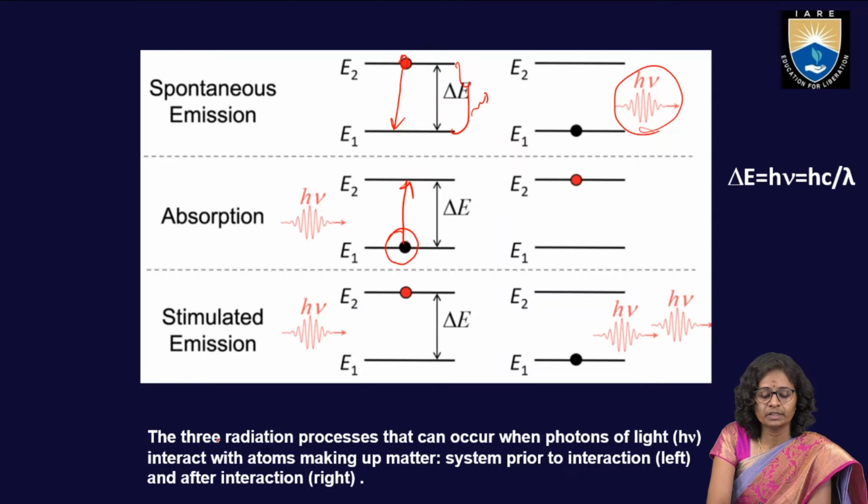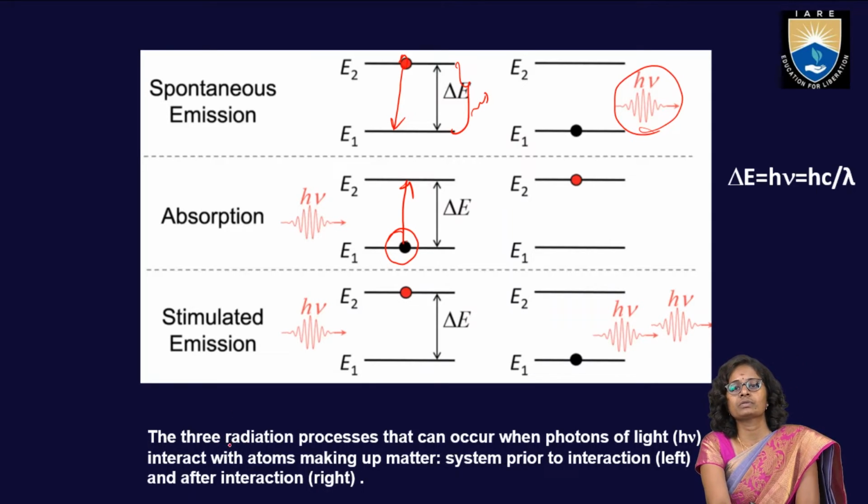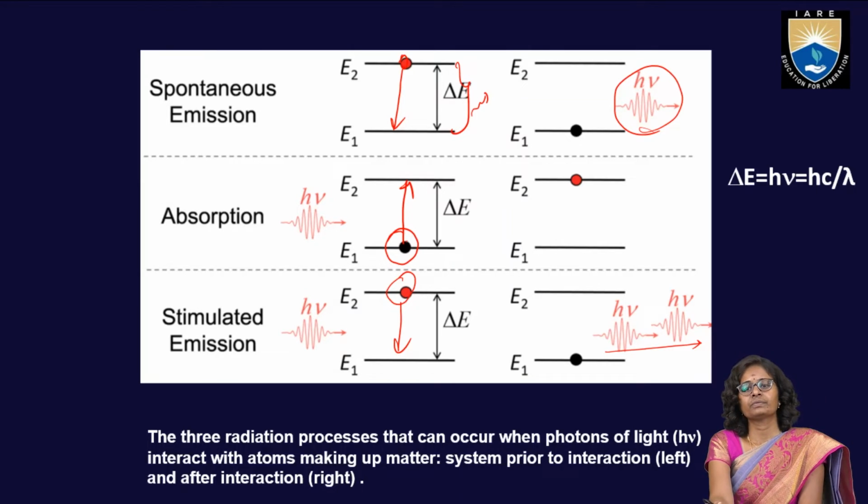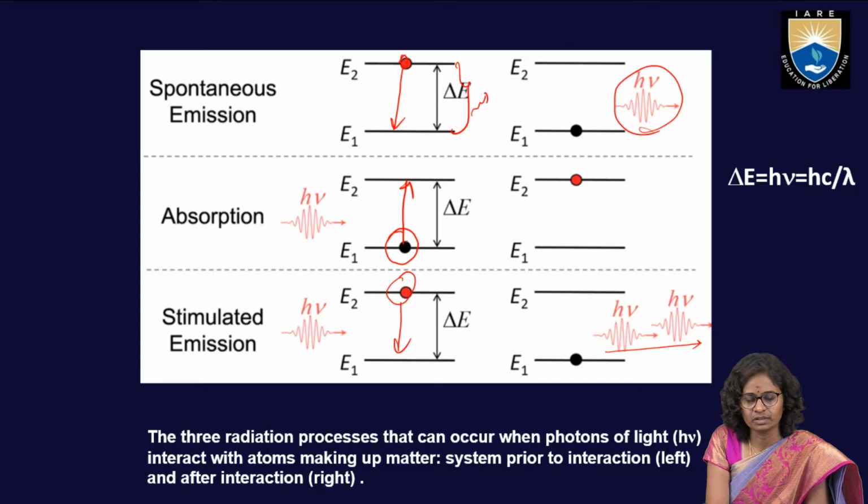In the case of stimulated emission, the atom is also in the excited state. Upon incidence of another photon, this excited atom gets stimulated to make the transition to the ground level. In this case, two photons are emitted which are identical in wavelength, frequency, and energy to the incident photon.